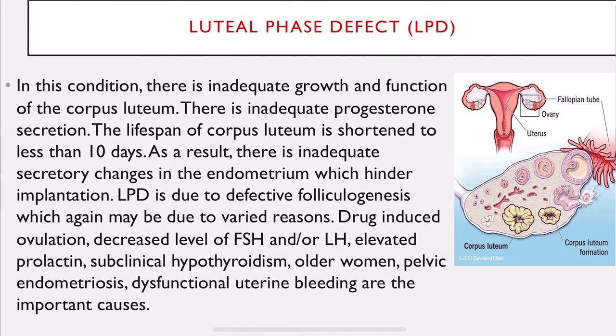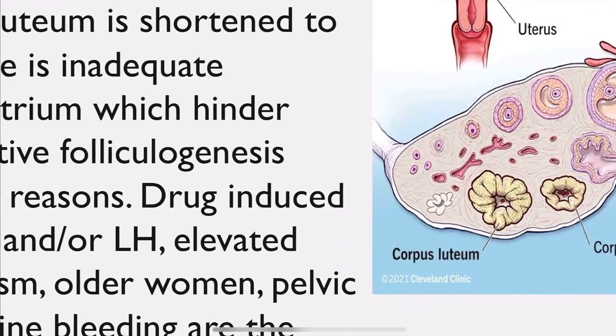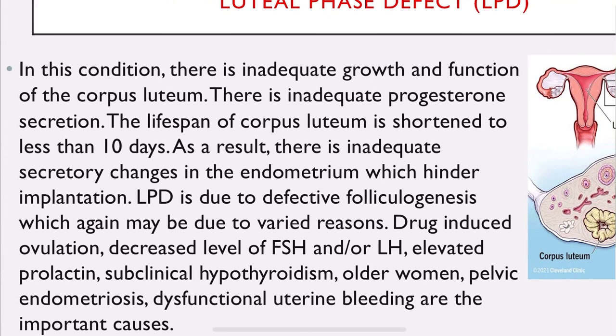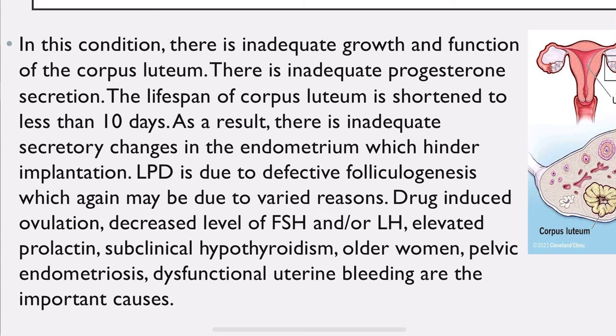Luteal phase defect. In this condition, there is inadequate growth and function of the corpus luteum. Again guys, what's happening here? You see there is a rupture and corpus luteum formation. This is the corpus luteum. In luteal phase defect, the name itself, luteal phase, we saw the second half of the cycle, there is some defect in the luteal phase. What's happening? There is inadequate growth and function of the corpus luteum. There is inadequate progesterone secretion. The lifespan of the corpus luteum is shortened to less than 10 days. As a result, there is inadequate secretory change in the endometrium, which is hindering the implantation.